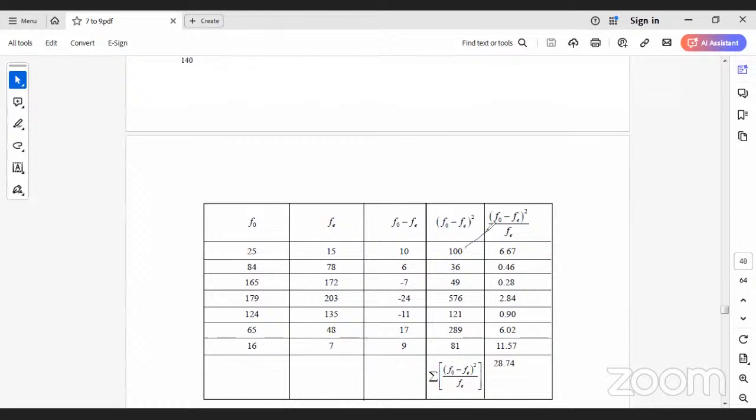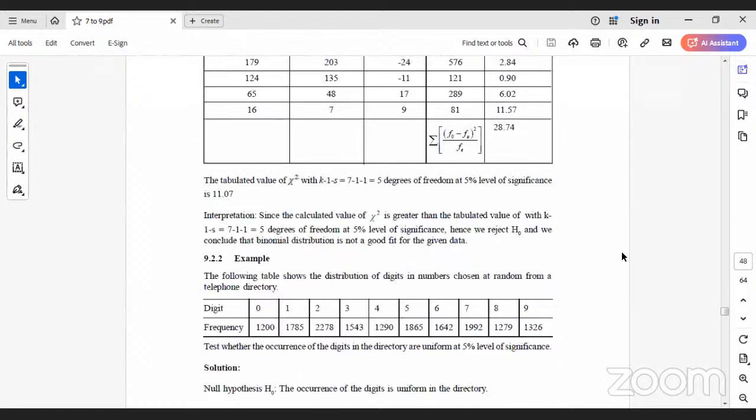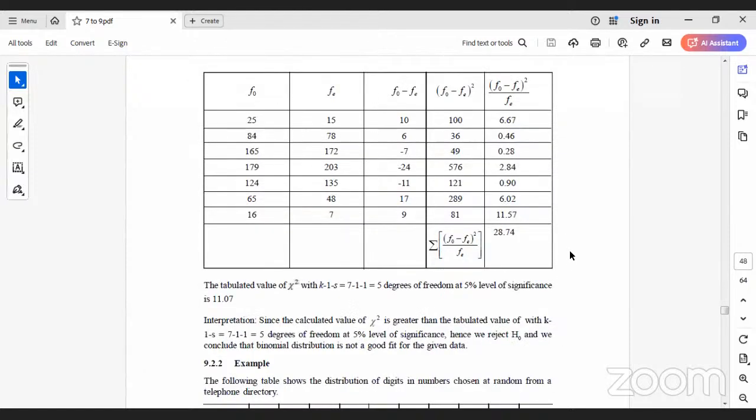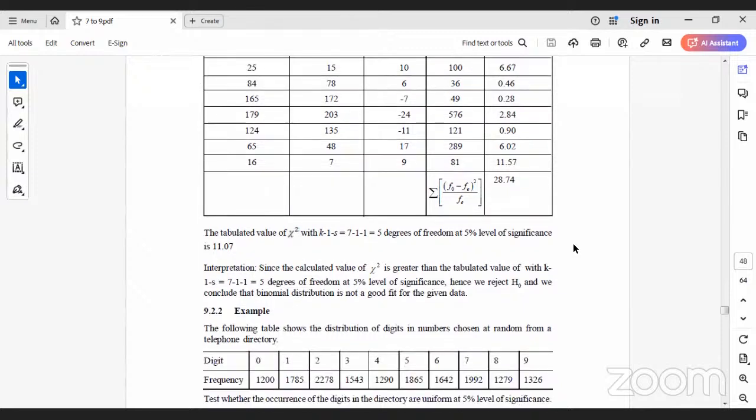Squaring the differences: 10 squared is 100, 6 squared is 36, 7 squared is 49, 24 squared is 576, 11 squared is 121, 17 squared is 289, 9 squared is 81. Dividing by fe, 100 by 15 is 6.67, then 0.46, 0.28, 2.84, 0.09, 6.02, 11.82. So the chi-square is equal to 28.74 approximately. There are 7 terms, so 7 minus 1 gives 6, and subtracting the constraint gives 5 degrees of freedom. At the 5% level of significance the tabulated value is 11.07.